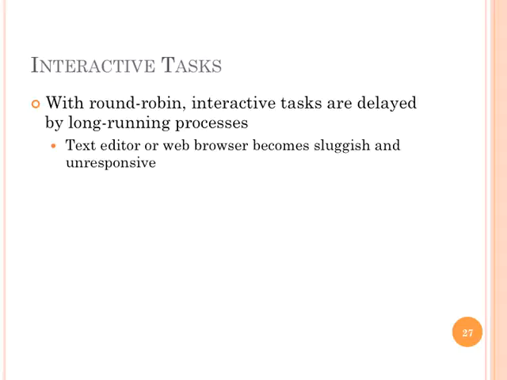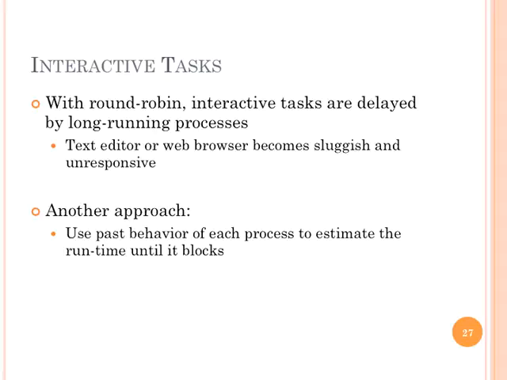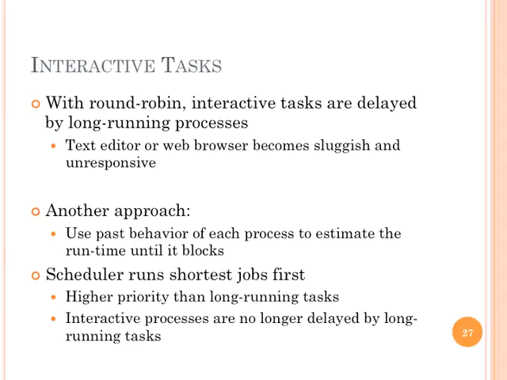So yeah, interactive tasks are going to be delayed by long-running processes. So another thing that we could do is look at how long the program typically runs before it's blocked or preempted. Like I say, we can use past behavior to estimate the amount of time before it's blocked. So we come up with another scheduling approach called shortest job first. Again, this is based on a guess, but let's pretend that our guesses are good for now.